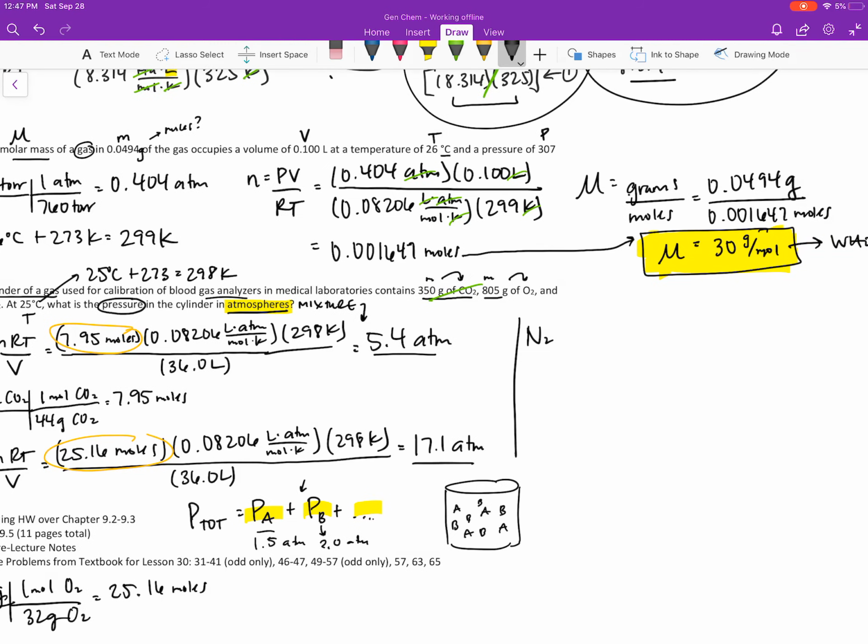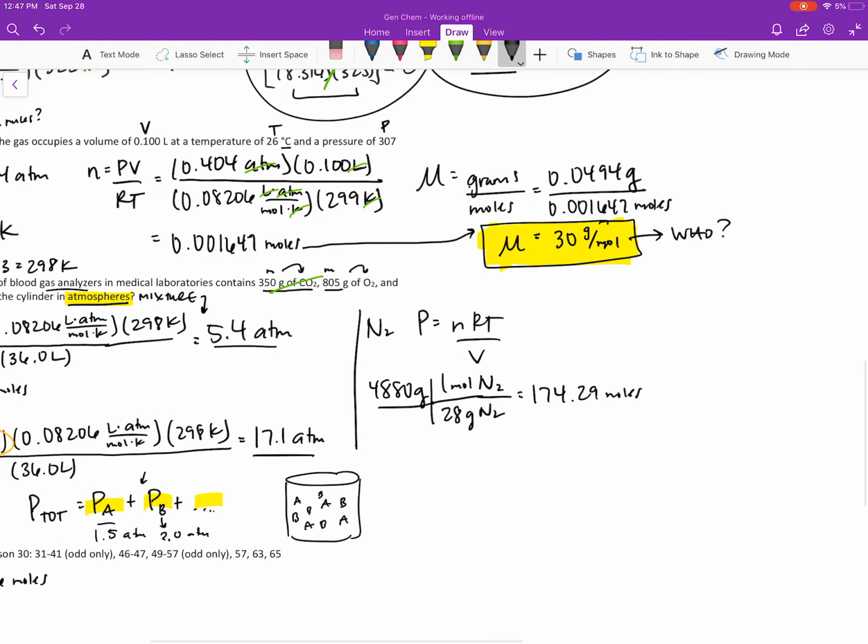All right, nitrogen. So I'm going to set up my other one. This one's a big number, 4,880 grams is the mass of nitrogen. 28 is the molar mass. So I'm going to take 4,880 and divide it by 28, which is the molar mass. 174.29 moles. So we should expect the pressure from nitrogen is going to be even greater.